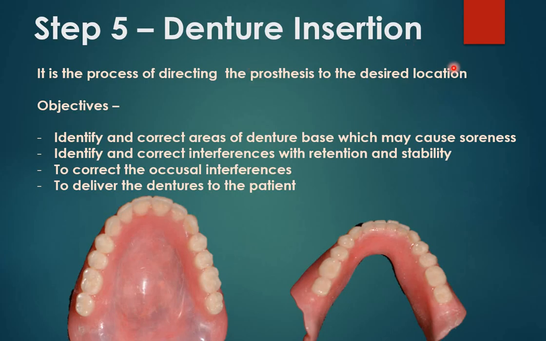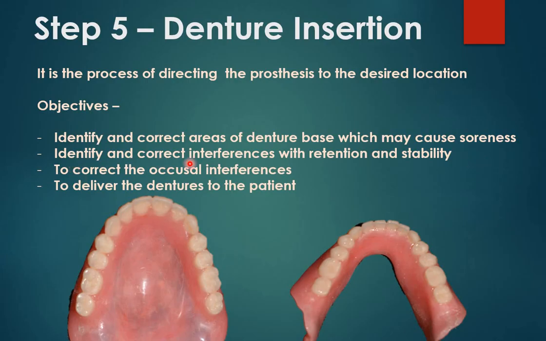Next step is the denture insertion. Denture insertion is the process of directing the prosthesis to the desired location. That is, for the first time, you try the dentures in the patient's mouth. The objective here is very simple. Before inserting the denture in the patient's mouth, you have to identify, check and evaluate under good light if there are any acrylic blebs or roughness or undercuts on the impression surface of the denture. What is the impression surface? This is the occlusal surface, and behind this is the impression surface of the denture, which may cause soreness. So you have to relieve those areas so that it does not hurt the patient.